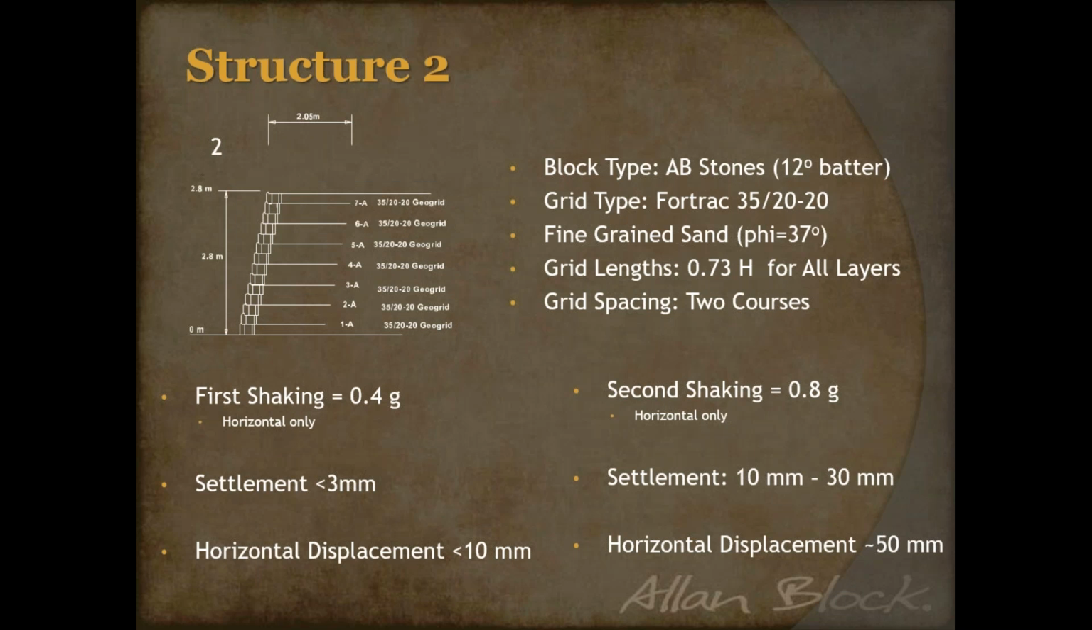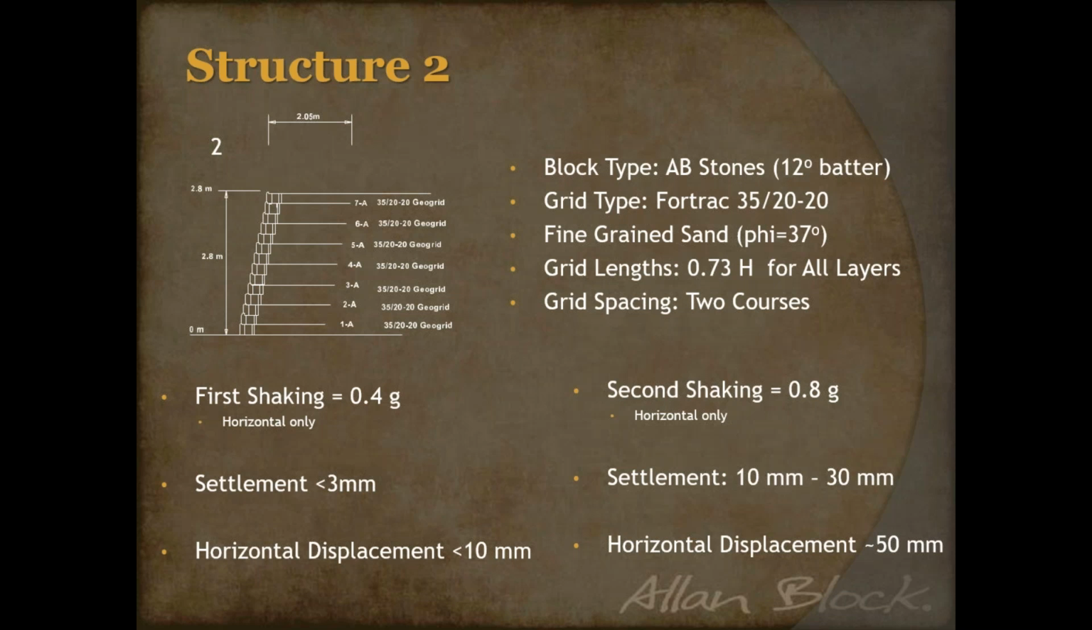Now, structure number 2. We tried to keep everything the same, but the only thing we changed was going from 3 core spacing down to 2 core spacing. So in our case, every 16 inches center on center for the grid. Notice not much change when you talk about that 0.4 G, still under 3 millimeters and under 10 millimeters for settlement and displacement. Look at your second shaking though.